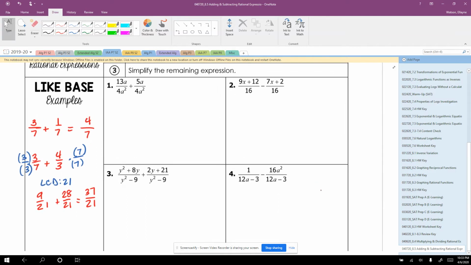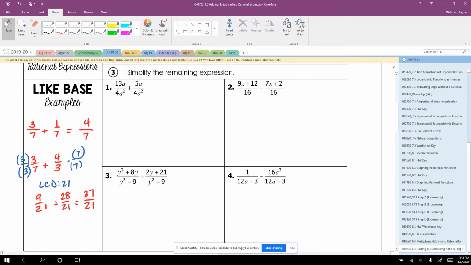This is a pretty straightforward example because the bases are the same, right? 4a squared, we don't need to do anything. So what we would do is just add the top. So really it's 13a plus 5a divided by 4a squared. Well, we can combine the top two because they're like terms, and that is 18a over 4a squared. But then we can reduce that. 18 divided by 4 is going to reduce to 9 over 2.